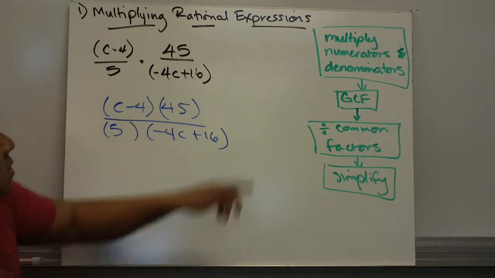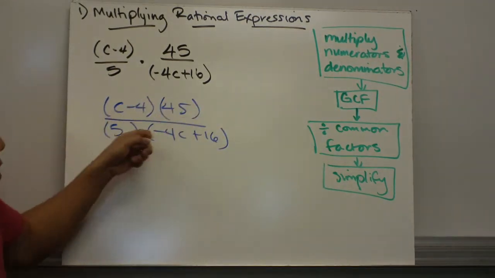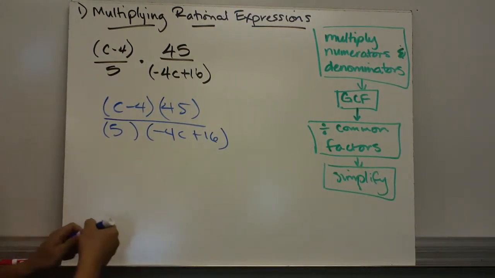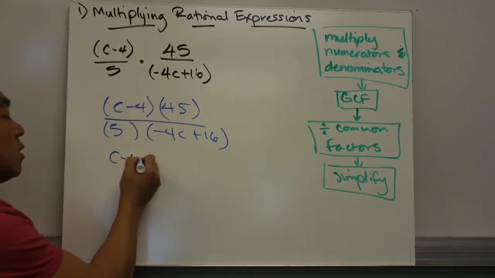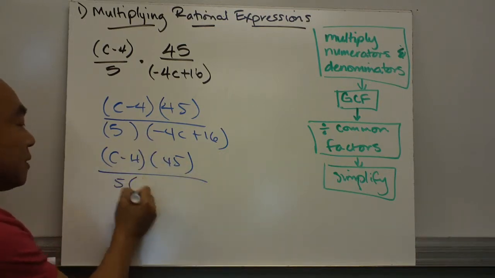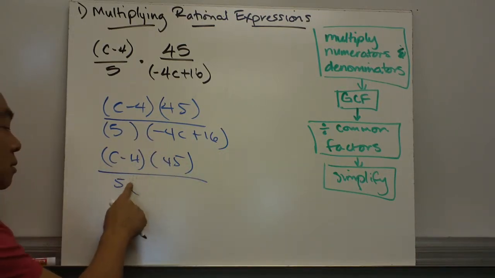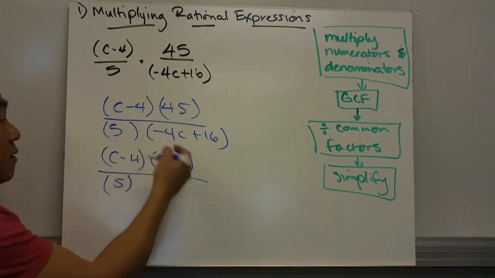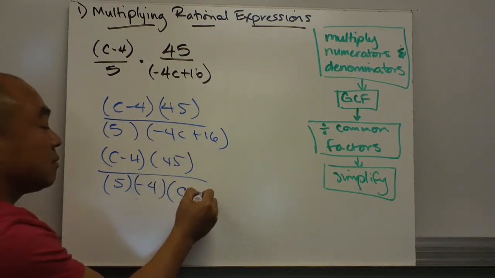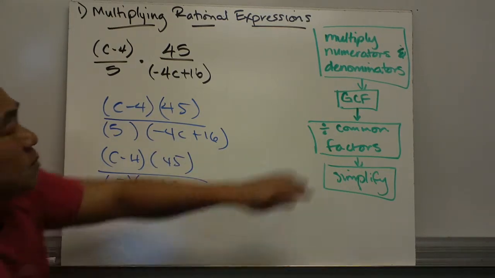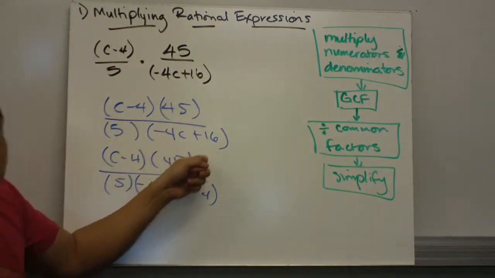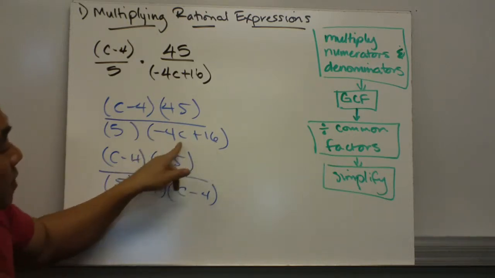So the next step here is I'm going to do the GCF of anything if I see anything that I could. So GCF of this, I'm just going to rewrite it again. It'll be c minus 4, 45 over 5, and then I notice that I can take out a negative 4. So I'm going to take out a negative 4. And then that leaves me with c minus 4. Alright, so I've multiplied numerators and denominators. Then now I've taken out the GCF. So here's my GCF right here. So I've taken out the negative 4 from this term and this term.